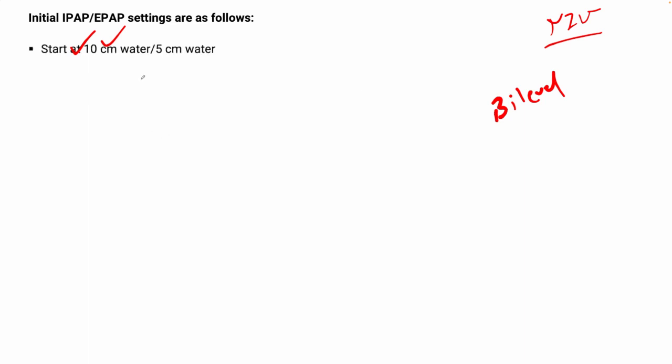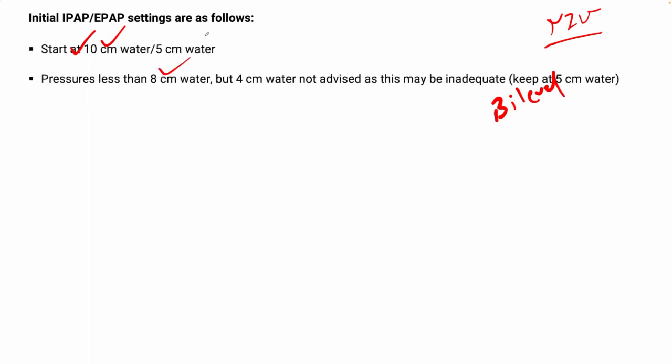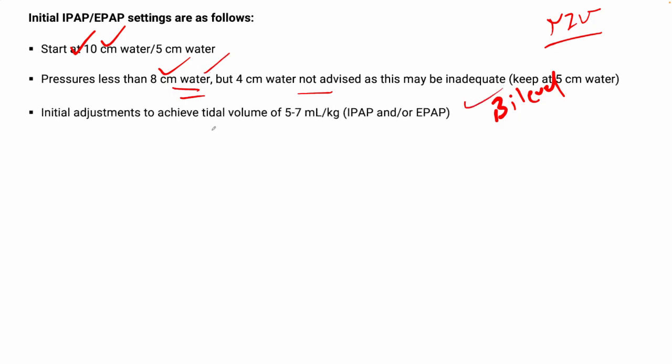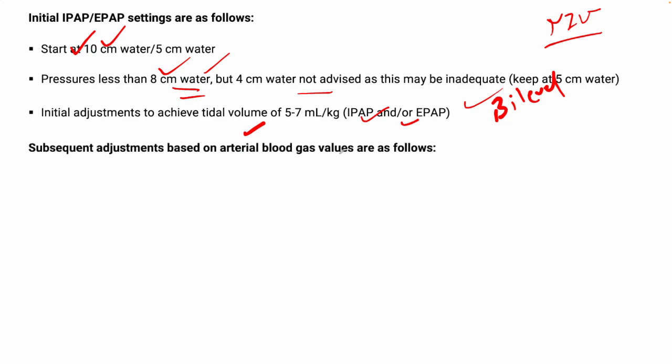First start at 10 centimeter water or 5 centimeter water. Then keep the pressure less than 8 centimeter water. But 4 centimeter is not advised. Why? Because it is inadequate. So either keep 5 or 8. Or make the initial adjustment to the tidal volume of the lung, that is 5 to 7 milliliter per kg, for IPAP or EPAP. This was the initial setting.